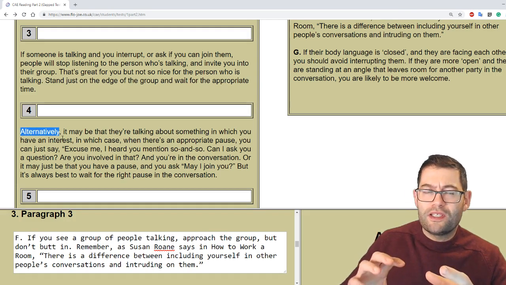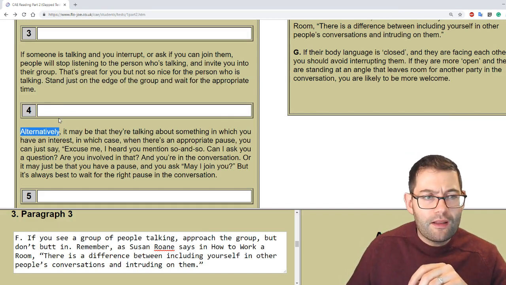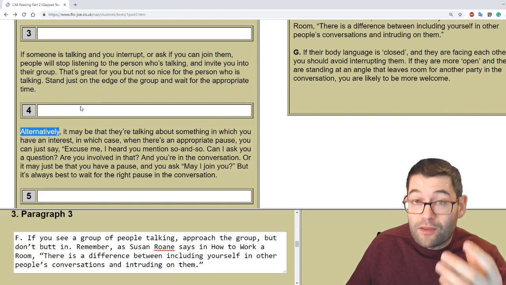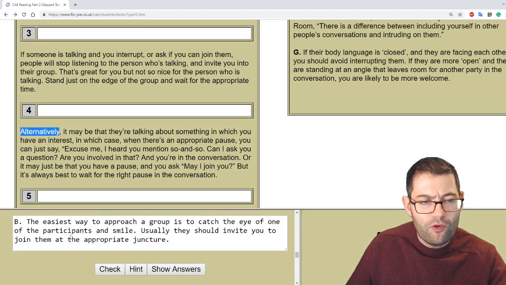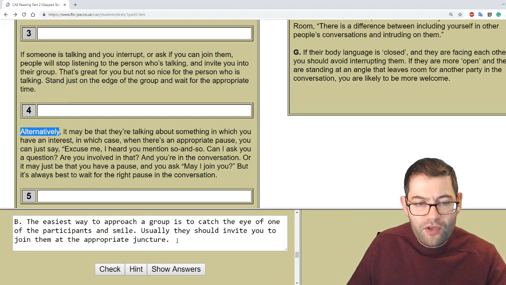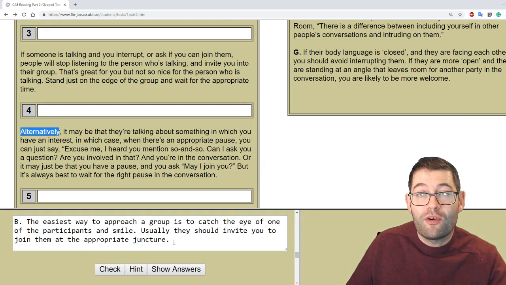So what this is saying is that it gives you a second option, which means that this first option of how perhaps you would break the ice or how you would get into that group conversation should be in this gap for number 4. And if we have a look at the answer for number 4, we can indeed see that with B. B says the easiest way to approach a group is to catch the eye of one of the participants and smile. Usually they should invite you to join them at the appropriate juncture.